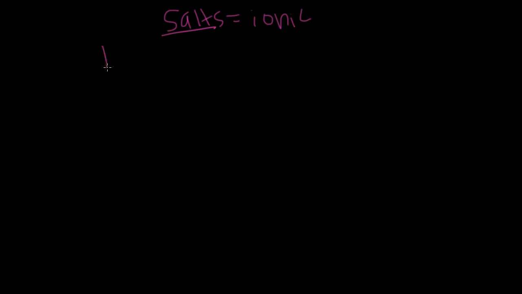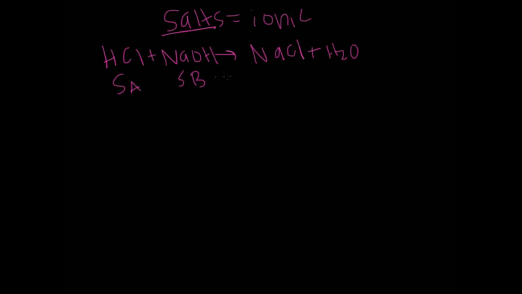For example, HCl, strong acid, NaOH, strong base, produce sodium chloride. That's your salt, and water. Okay? Now, strong acid, strong base will always produce for you a neutral salt. And by neutral salt, I mean if you put this salt in distilled water, the pH of this salt solution will be 7.